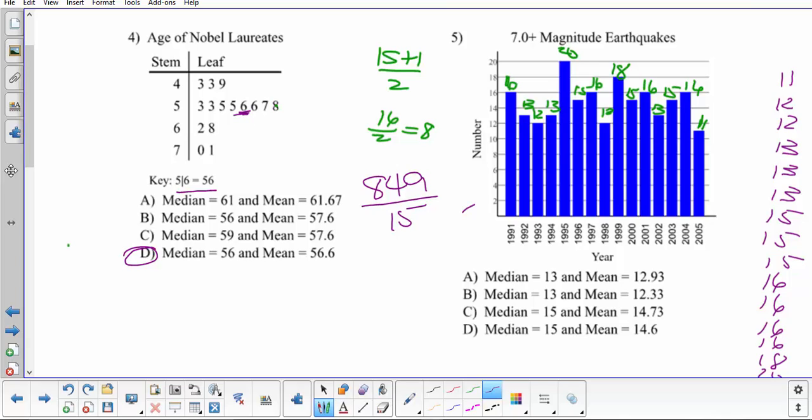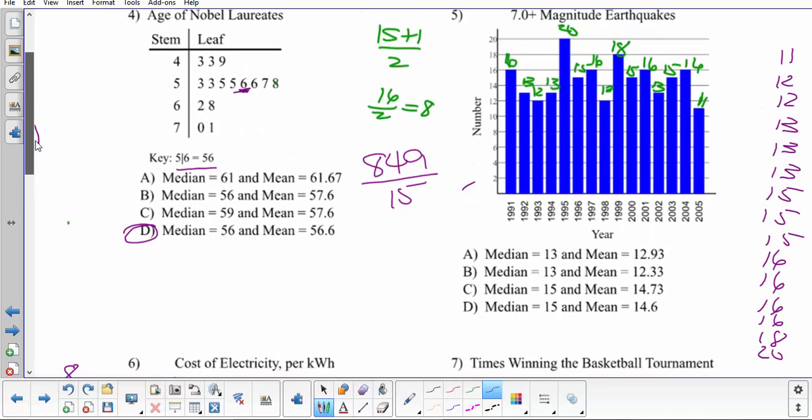Number 5 is a bar graph of 7.0 plus magnitude earthquakes. The first thing I did was go through and write down the numbers that corresponded with the heights of each bar. In 1991, there were 16 earthquakes, 13, 12, etc. I then put all of these numbers in order, that way I could find the median.